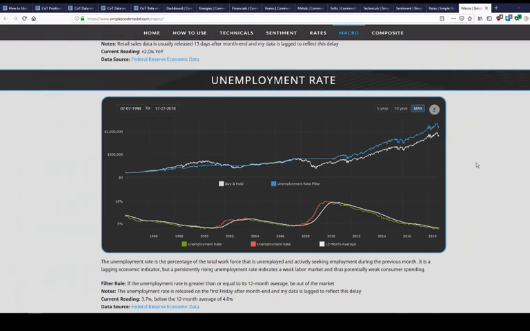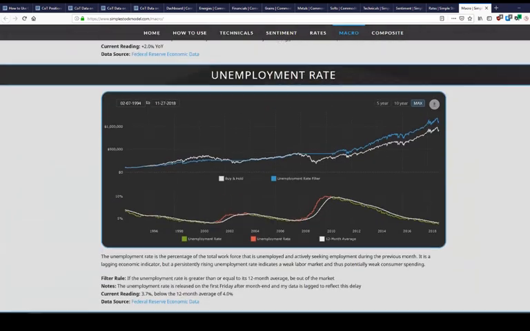It's 3.7%. You don't want to see this blow out. If you've got an unemployment rate that's rising greater than its 12-month moving average or whatever indicator, all that means is that the labor market is getting weaker. And that's a bad thing for the economy when people are out of work. We're not there yet, but if it were to turn up, that'd be a bad sign.